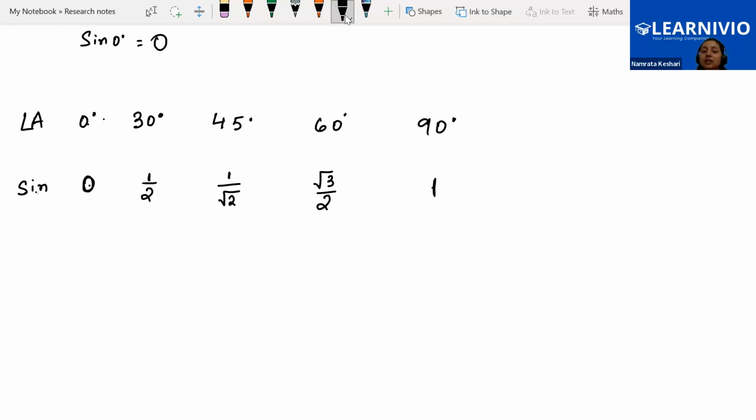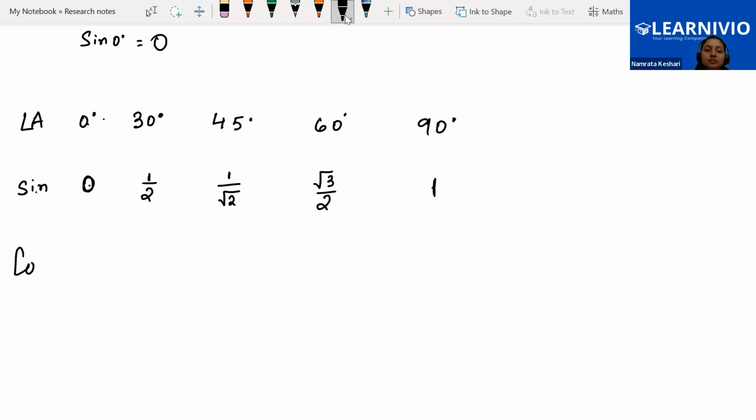Whenever you see sine 0 degree, directly you put the value 0. Sine 30 degree, directly you put 1 by 2. Sine 45 degree, it is 1 by root 2. Sine 60 degree, it is root 3 by 2. Sine 90 degree, it is 1. Directly we will substitute the value from the table. We need to learn the table by heart.